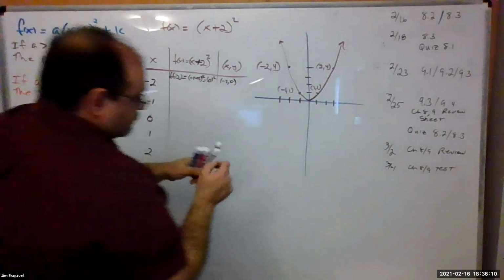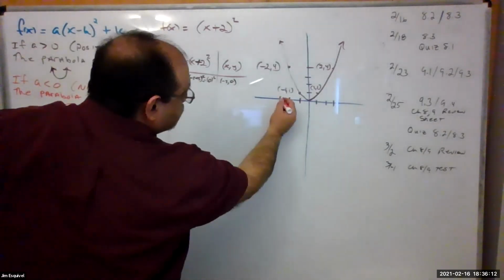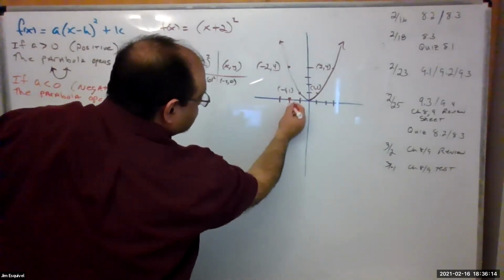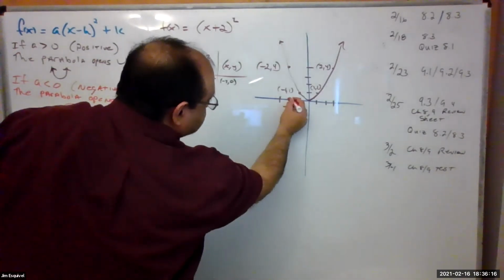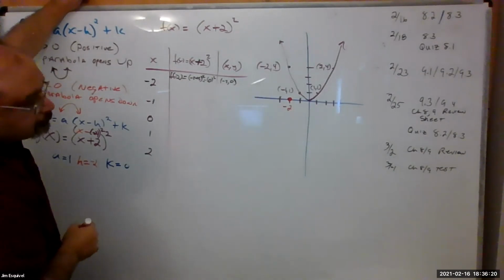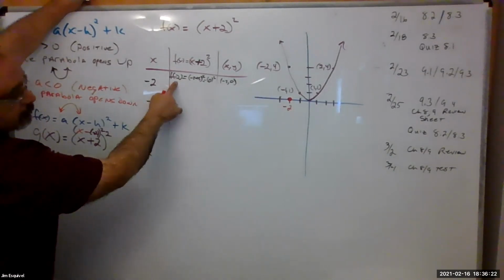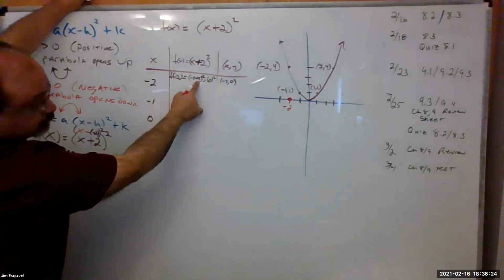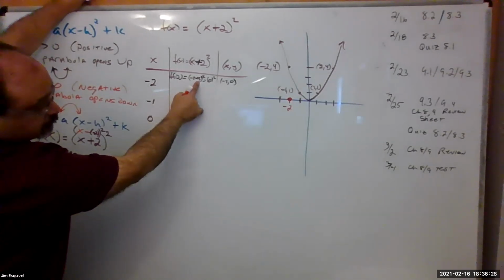We get this right there. Wait, can you go back? How did you plug that in? You put f of negative 2 equals negative 2 plus 2. Oh, negative 2 plus 2. Oh, okay.